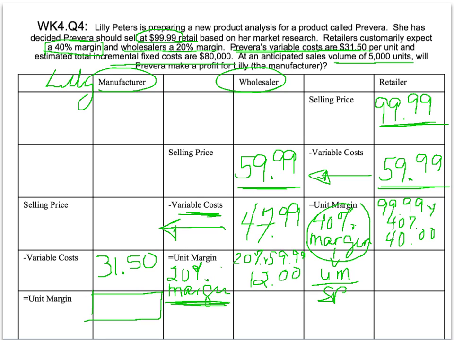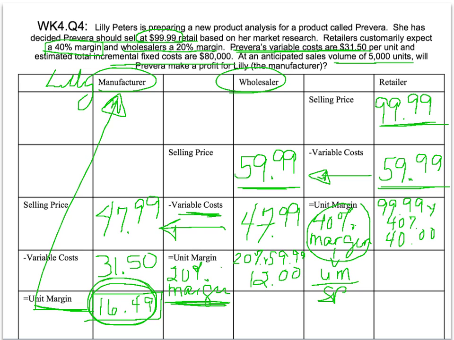The variable costs of the wholesaler are the selling price of the manufacturer. So Lily's selling price must be $47.99, leaving her with a unit margin of $16.49. Okay, $16.49 is our unit margin for the manufacturer. Hold that number. We're going to flip to the next slide.